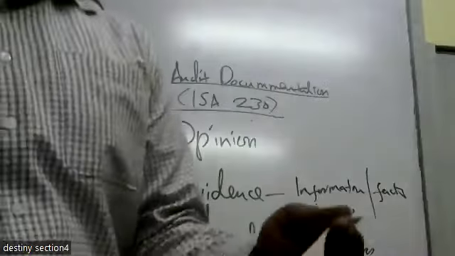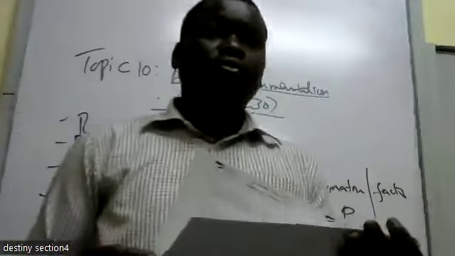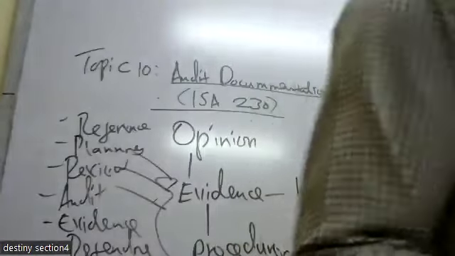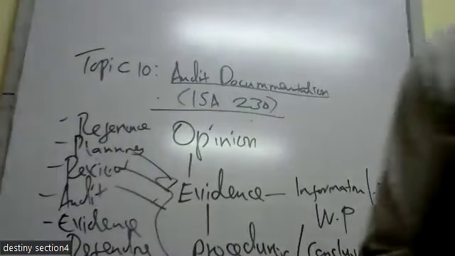So let's go through this topic on our handout from page 1. According to ISA 230, the auditor should adequately document all the materials that are relevant to the audit in working papers.